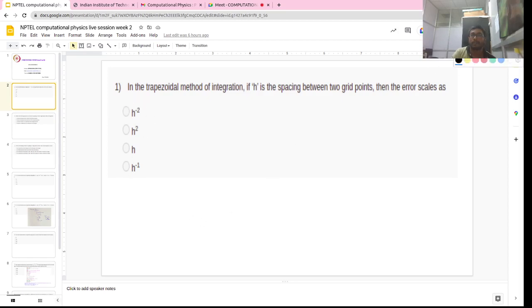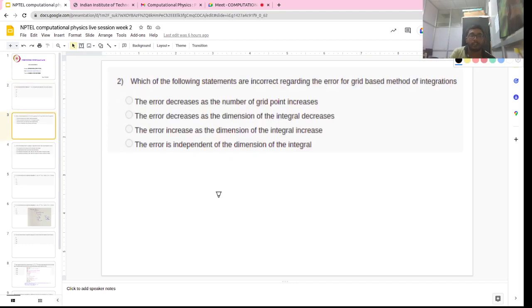So here the answer will be this. The second question is: which of the following statements are incorrect regarding the error for grid based method of integration. So mind it, they are asking for the incorrect statement. So which one is not correct as per your understanding of the classes? And the second thing is, they are asking for grid based methods.